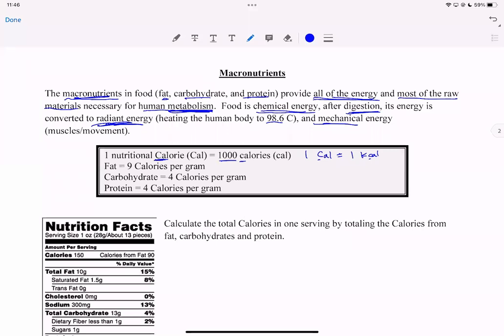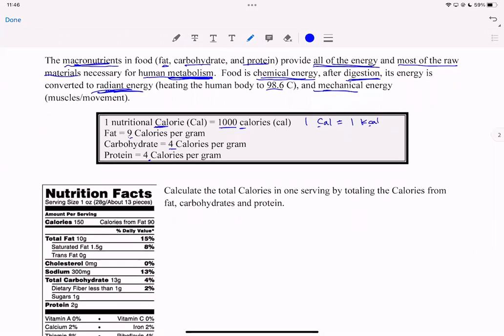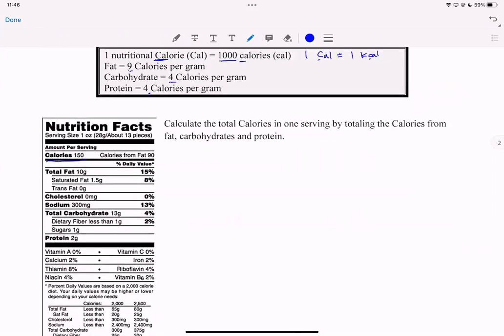So fat, carbohydrate, and protein: when you break down fat, carbohydrate, or protein, you get energy from the bonds. And fat is 9 calories per gram compared to carbohydrate and protein, which are each 4 calories per gram. So we can see the total calories is 150. And we can figure out the total calories also from calculations using the fat, carbohydrate, and protein.